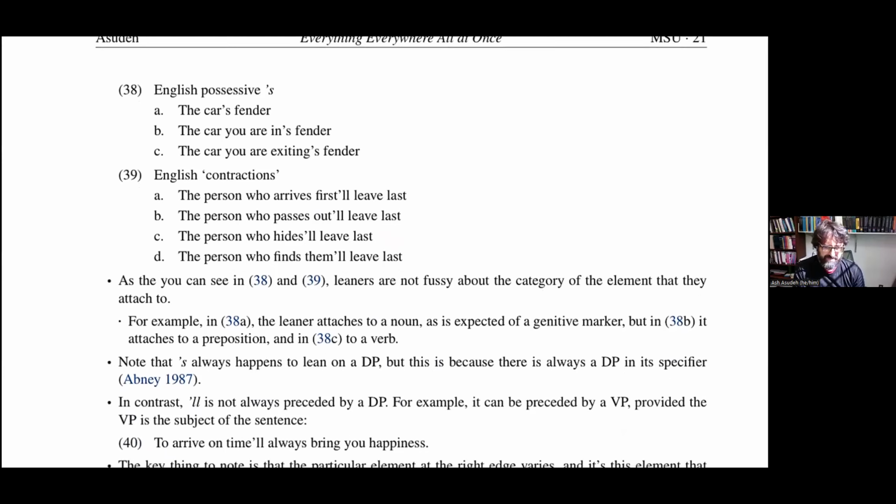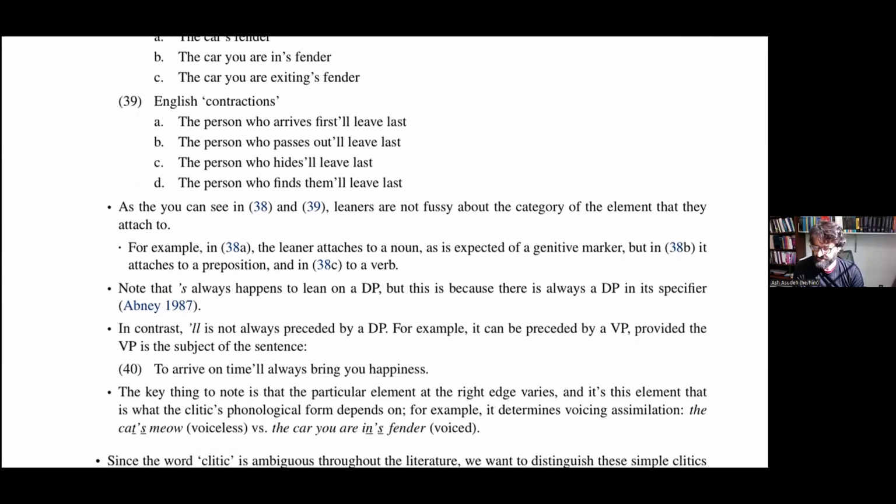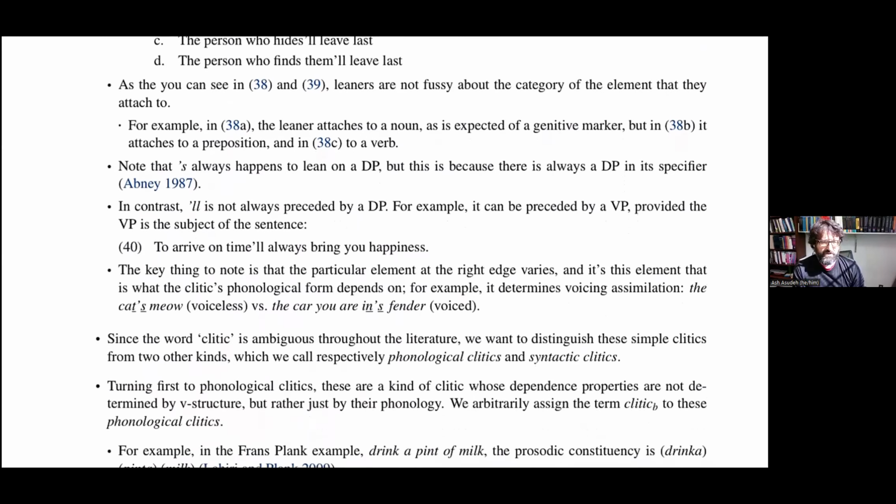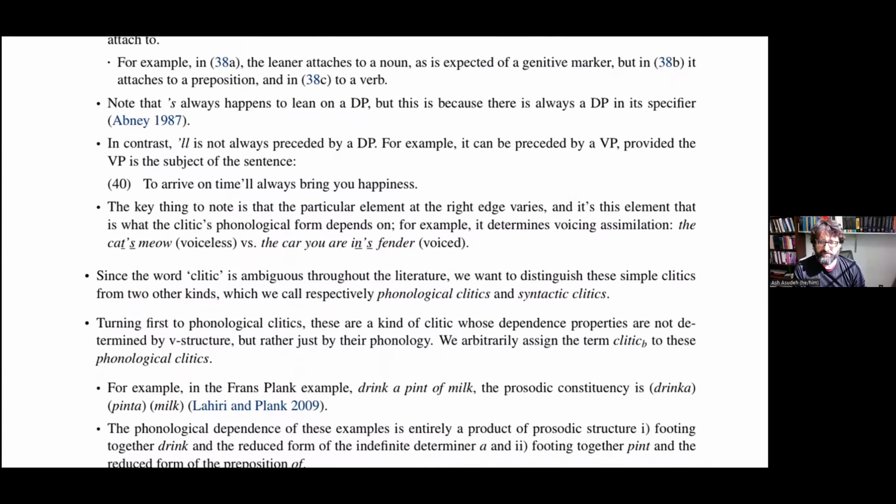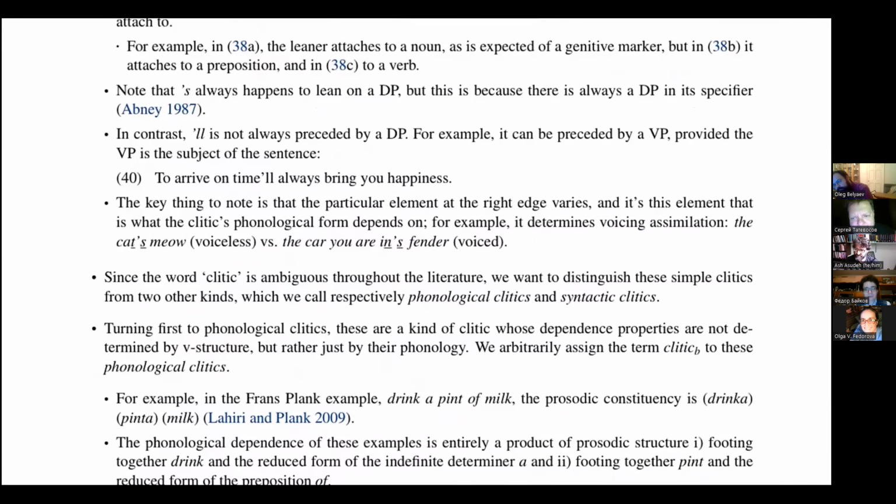Note that z always happens to lean on a DP, but this is because there's always a DP in its specifier. In contrast, l is not always preceded by DP. For example, it can be preceded by VP, provided the VP is the subject of the sentence. To arrive on time will always bring you happiness. Perfectly pronounceable in English. The key thing to note is that the particular element at the right edge varies, and it's this element that the clitic's phonological form depends on. For example, it determines voicing assimilation. The cat's meow versus the car you're in's fender.